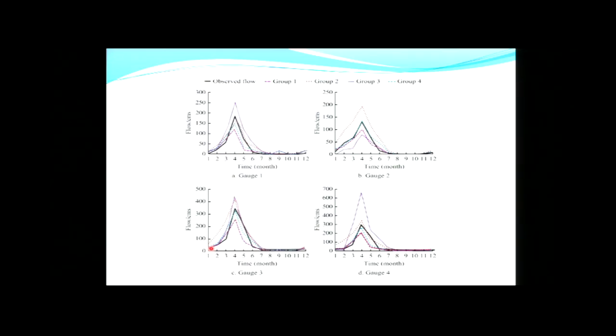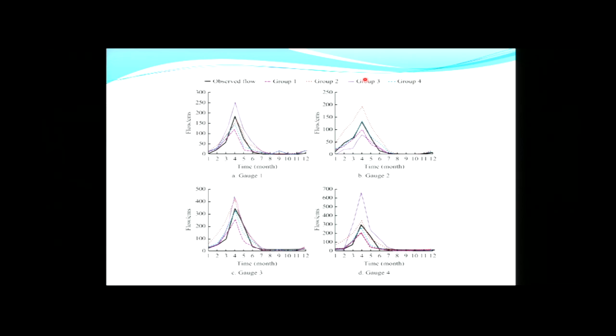So this is the monthly means, for example. We had the black line as the observed in all of them. What we saw, this dotted one, is group 3. That is only the global database.